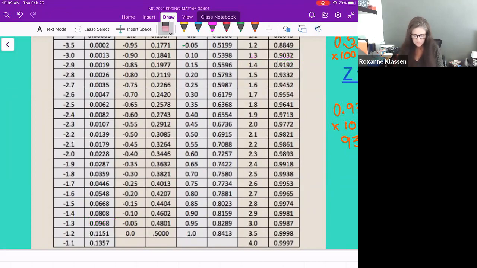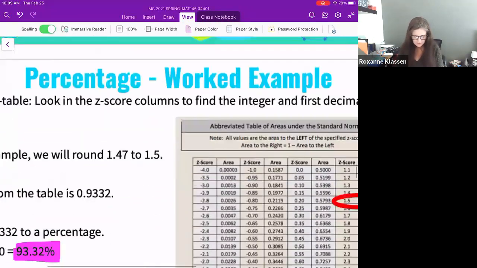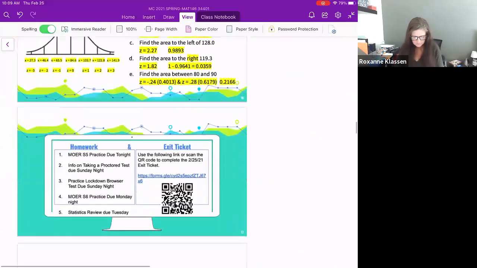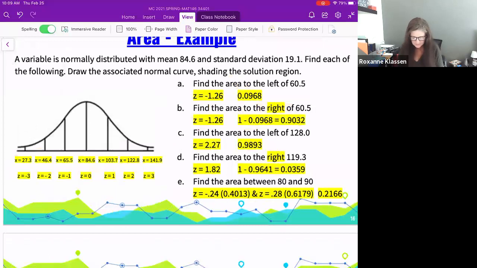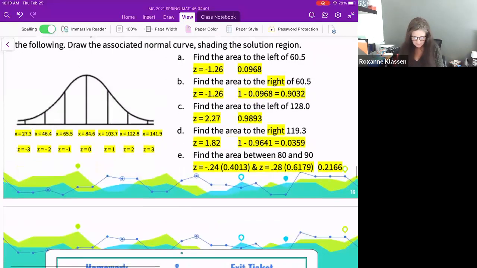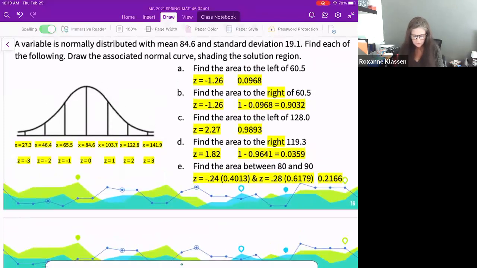Now, the last one was the hardest. You had to find the area between 80 and 90. So first you had to find a z-score for 80, then you had to find a z-score for 90, and then I looked on the table and found those answers. And then what did I do with those two values? What did I do with that 0.4013 and that 0.6179? Can anyone tell?